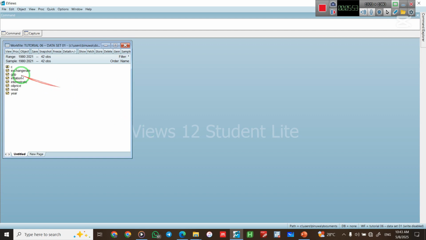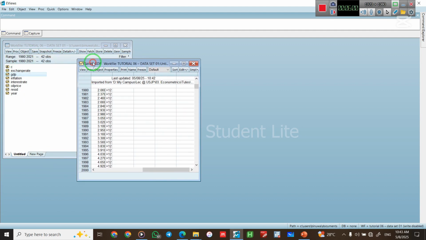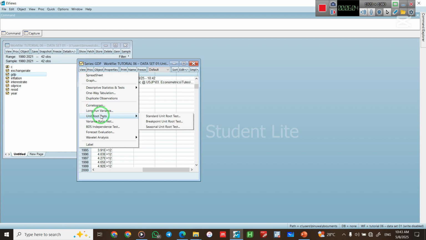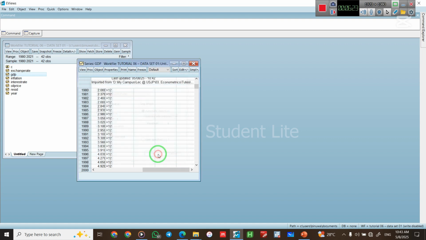So to identify at which level the GDP becomes stationary, what we have to do is double click the GDP, then go to View, and I'm going to use the unit root test as it is the easiest one. The standard unit root test type is the ADF test, and firstly we are going to conduct this test on the level data. I'm selecting trend and intercept here, then press OK, right?